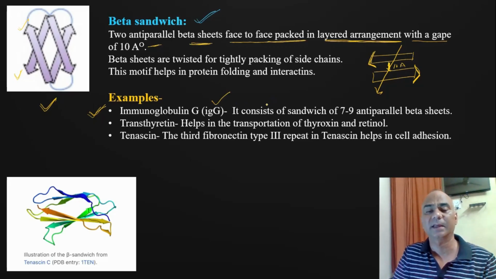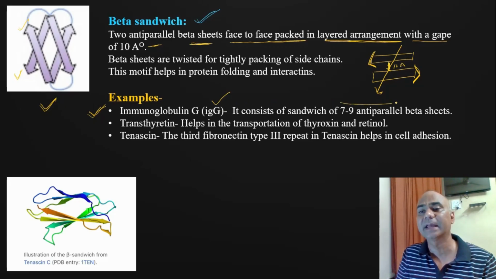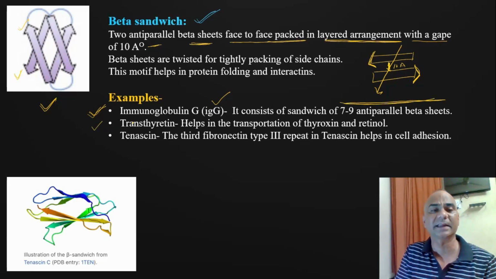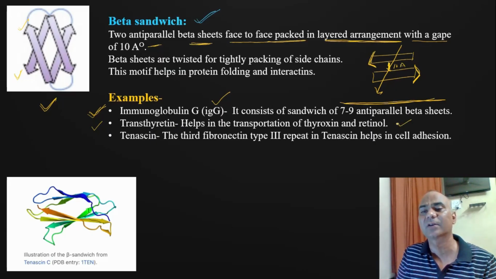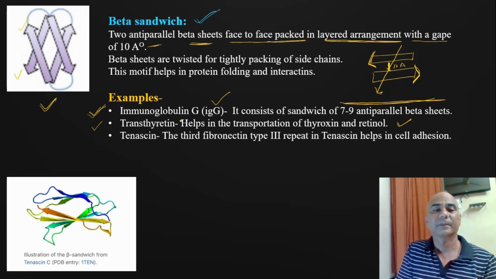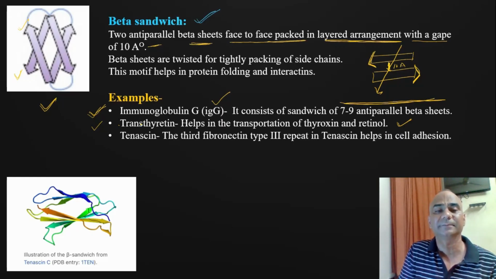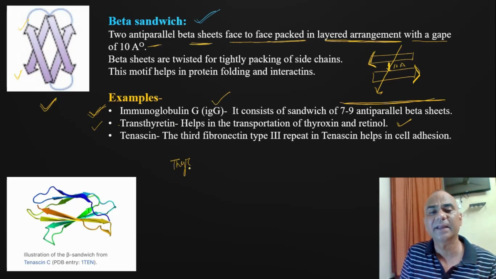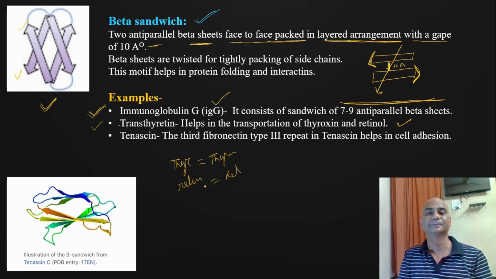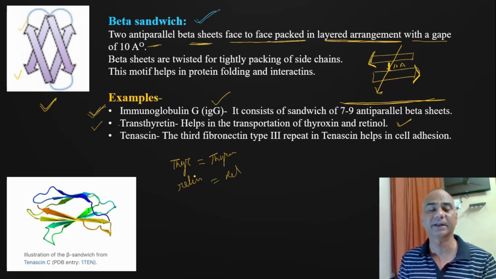And this IgG consists of 7 to 9 antiparallel beta sheets, and another is transthyretin. This protein helps in transportation of the thyroxine and the retinol. As its name implies, the transthyretin, जो वर्ड है वो किससे बना है, थायरे और रेटिन दो से बना हुआ है. थायरे का मतलब हो गया थायरस यानी कि थायरोक्सिन, और रेटिन हो गया रेटिनॉल, इससे बना थायरेटिन. ट्रांसथायरेटिन प्रोटीन है, वो हेल्प करती है ट्रांसपोर्टेशन ऑफ द थायरोक्सिन एंड द रेटिनॉल.